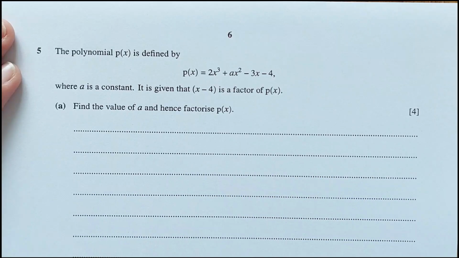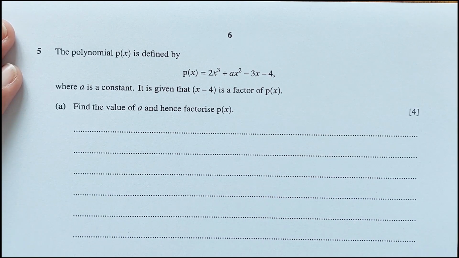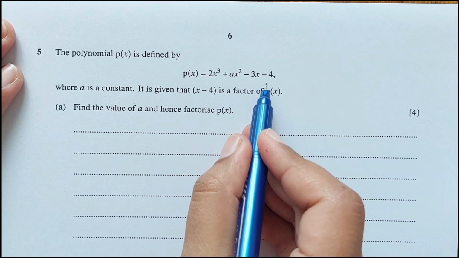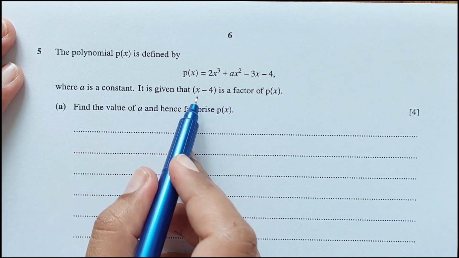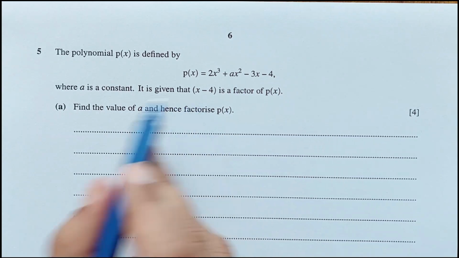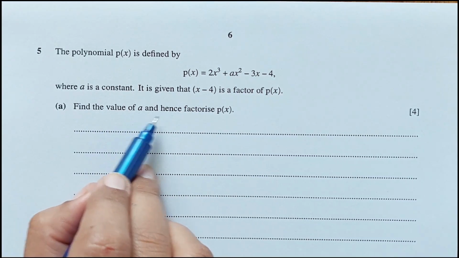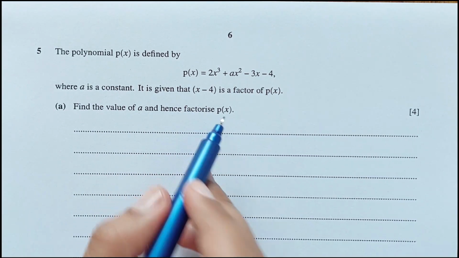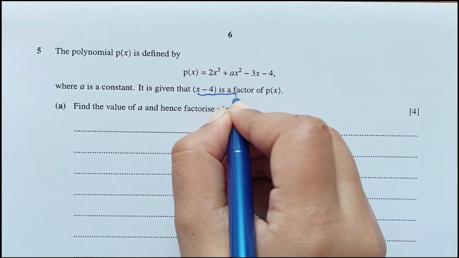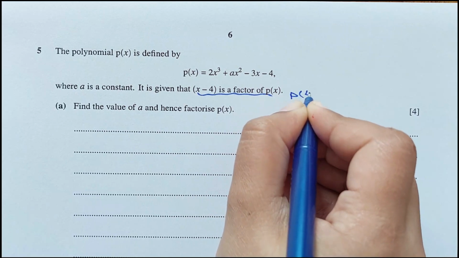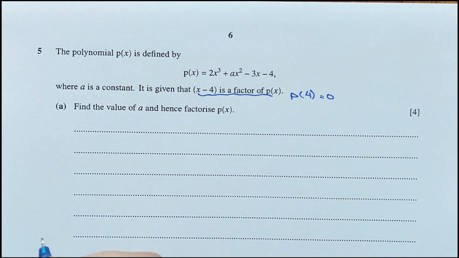Right. Question number 5, the polynomial p of x is defined by, we have a polynomial where a is a constant. It is given that x minus 4 is a factor of the polynomial. Part A, find the value of a and hence factorize p of x. So if x minus 4 is a factor, it means p of 4 should equal 0, right?